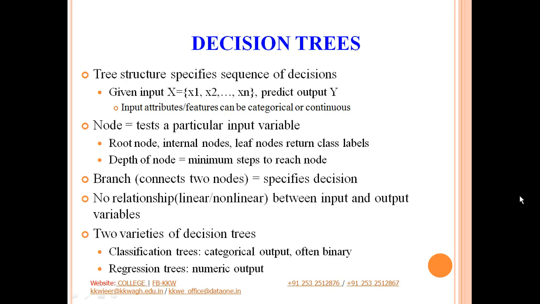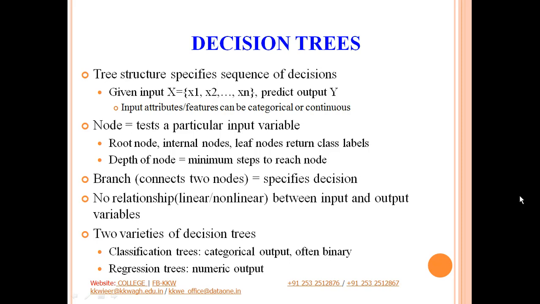It specifies a sequence of decisions. Let us say we are given input X, which has different variables, say for example n variables from x1 to xn, and depending on the values of these input variables, we have to predict the value of our output variable. Let us say this output variable is Y. So capital X is our input variable and capital Y is our response variable or the output variable. Input variables or input features can be of any category. They can be categorical or they can be continuous.